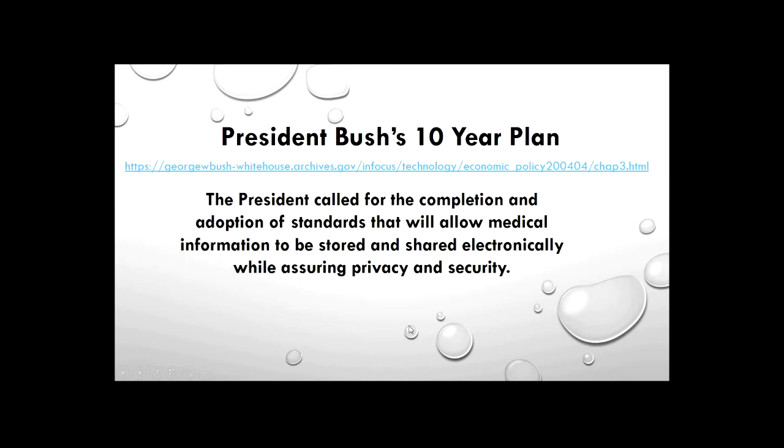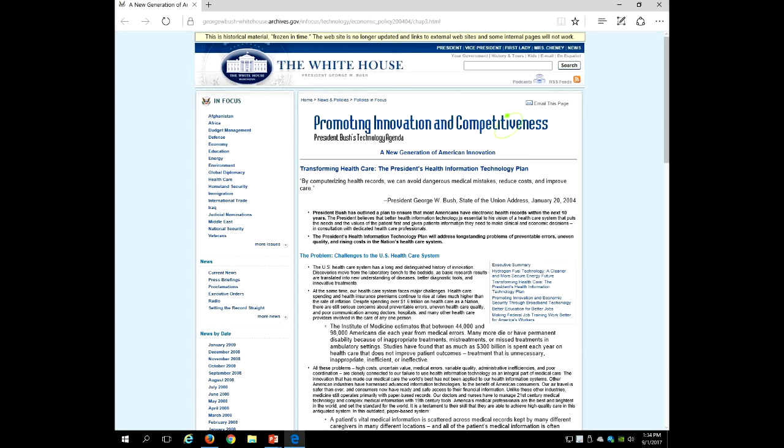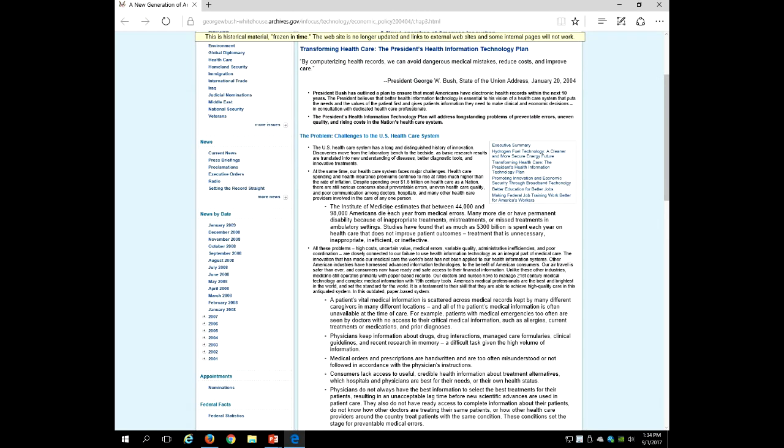Now, here's a link. All you have to do is Google it, but the information that you want is going to come from the White House for President Bush's 10-year plan. We'll go ahead and go there. We'll take a quick look at it. So I know this is pretty small, and we're just going to get to some of the highlight points of it.